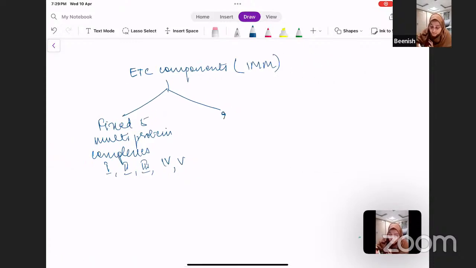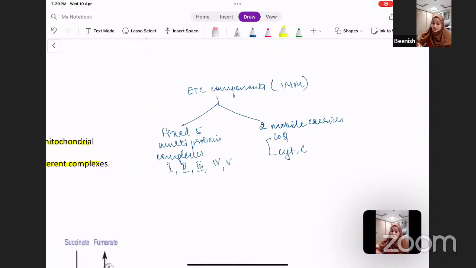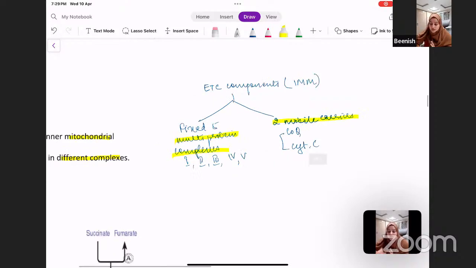And apart from that, we have 2 mobile carriers, that is your coenzyme Q and cytochrome C. So these are the mobile carriers, the mobile components of the electron transport chain, and the fixed components are your 5 multi-protein complexes.